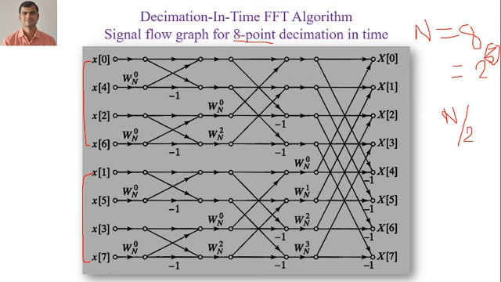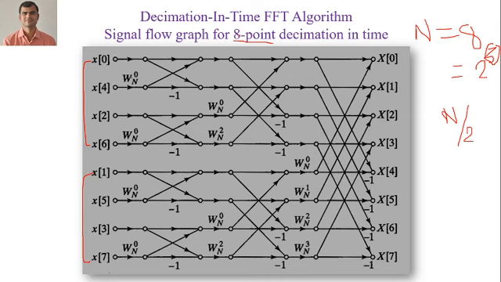So these are the two basic differences between DIT and DIF FFT algorithm. The first difference is that the input sequence is in bit reversal order and the output sequence is in natural order for DIT FFT algorithm, and the input sequence is in natural order and the output sequence is in bit reversal order for DIF FFT algorithm.